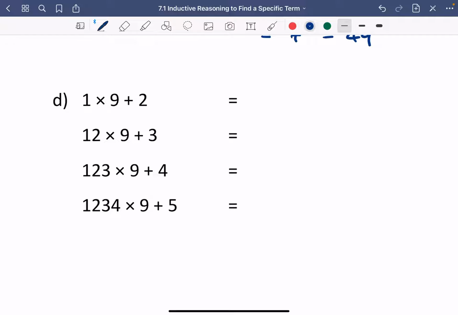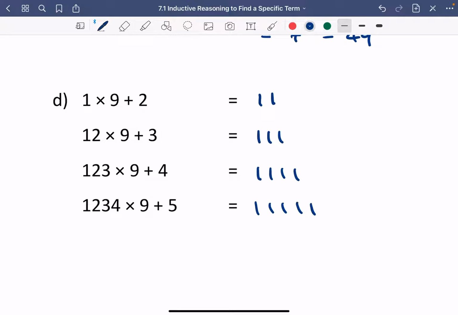Okay, so 1 times 9 plus 2. 1 times 9 is 9 plus 2 is 11. 12 times 9 plus 3. 12 times 9 is 108. 108 plus 3 is 111. And the next one is 1111. And what do you think the next one is going to be?